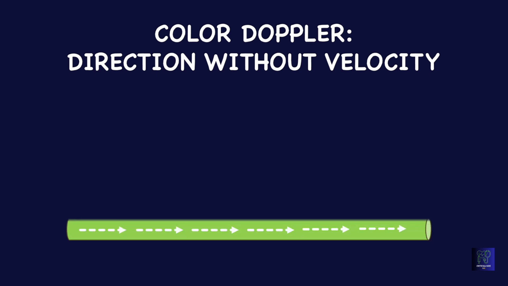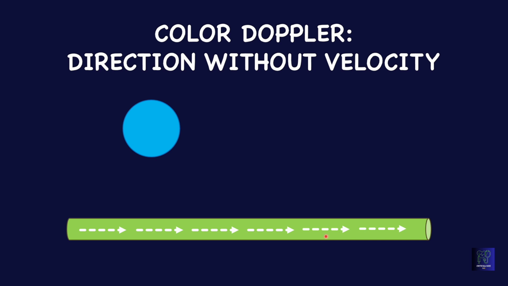Let's take this example of a blood vessel where blood is flowing from left hand side to the right hand side. If the probe is held in this direction, then the flow of blood is away from the probe. So the blood vessel is shown in blue color on the screen. But if the probe is held in this direction, then the flow of blood is towards the probe. So the blood vessel will be shown in red or orange color on the screen.